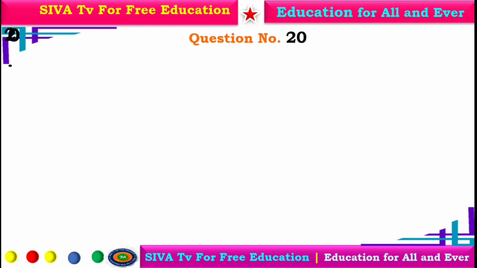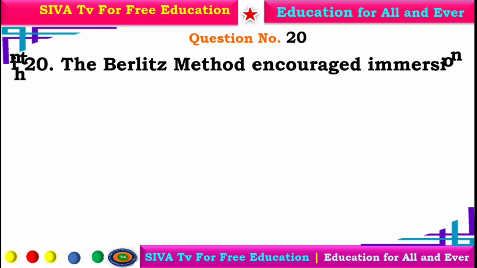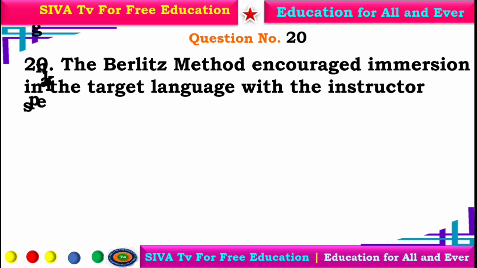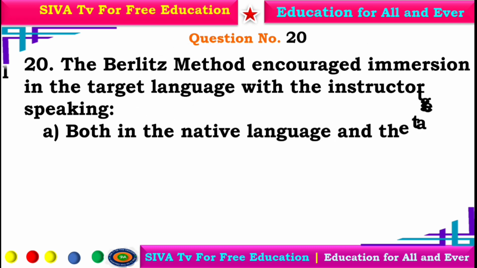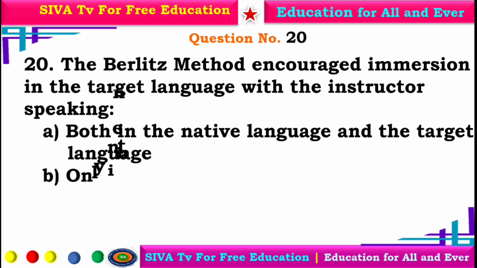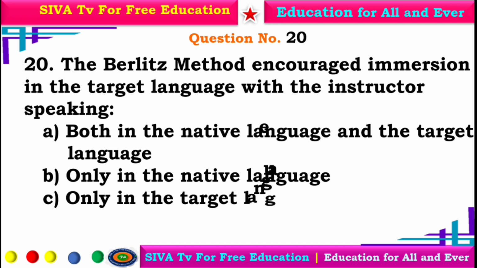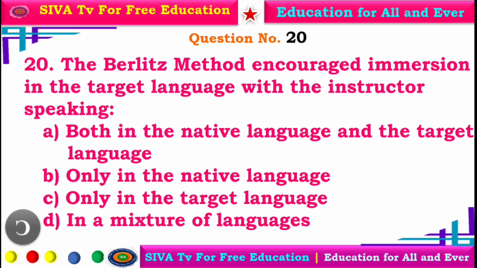Question number 20. The Berlitz method encouraged immersion in the target language with the instructor speaking option A, both in the native language and the target language. Option B, only in the native language. Option C, only in the target language. Option D, in a mixture of languages. The correct answer is option C, only in the target language.